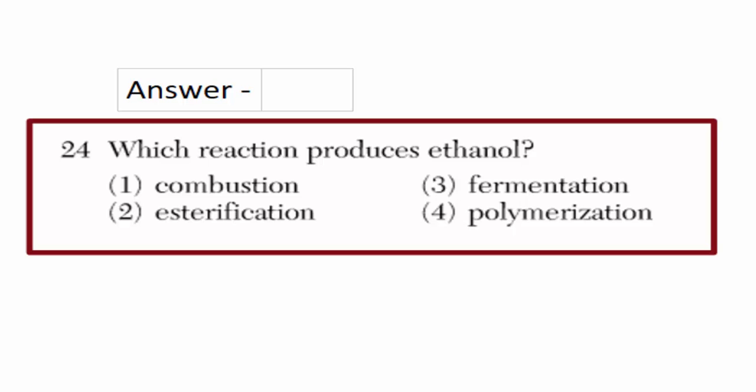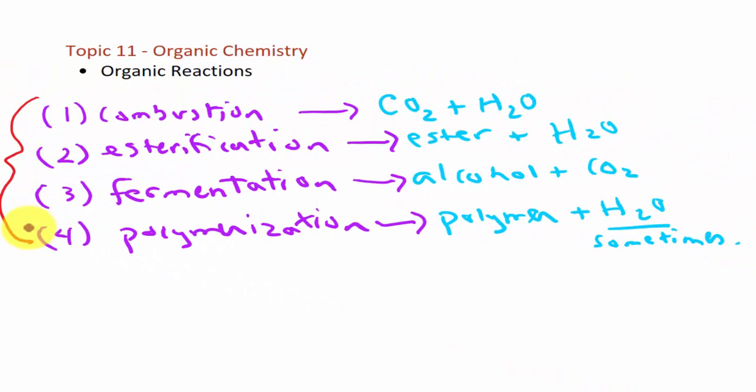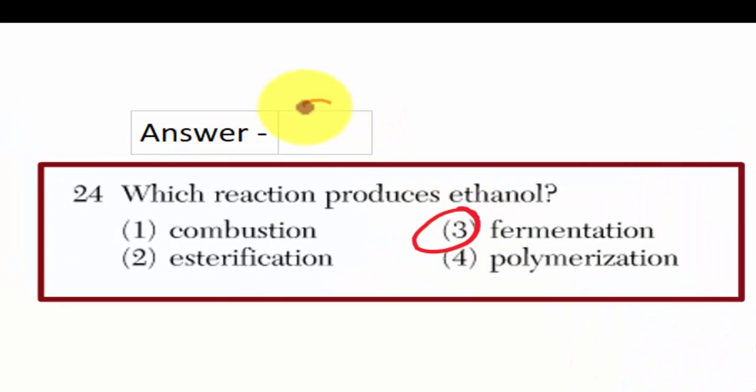Number 24, which reaction produces ethanol? Well, I've taken the liberty of writing out each of the 4 different reactions being discussed here and just giving you a quick review of what they represent. Combustion reactions involve the production of carbon dioxide and water plus lots of energy. Esterification reactions are methods for producing esters from alcohols and acids, and water is also a product. Fermentation, that's how we get alcohol. That's your correct answer. And polymerization produces polymers and sometimes water. So we're going to stick with answer number 3, fermentation.